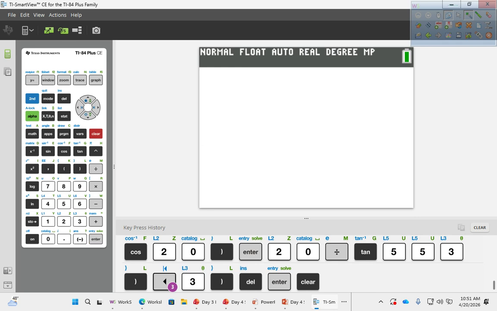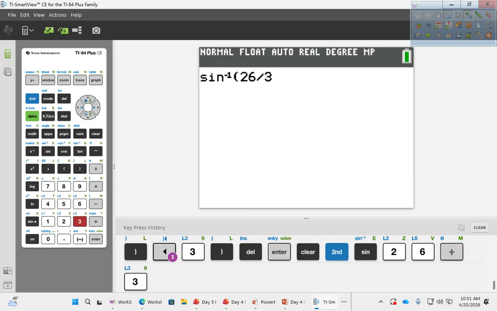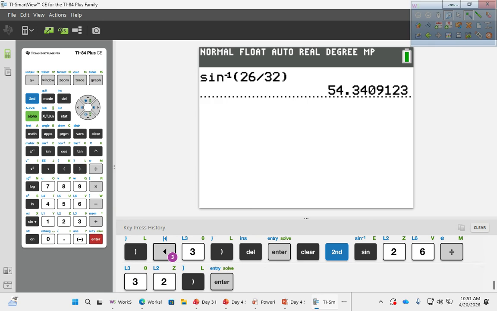So I'll hit second and then sine, and you'll get that little -1. That means we're solving for an angle. And then I'll do 26 and 32, right? Because I'm solving for an angle now, the label on this will be degrees. So I'll call it 54.34 degrees.